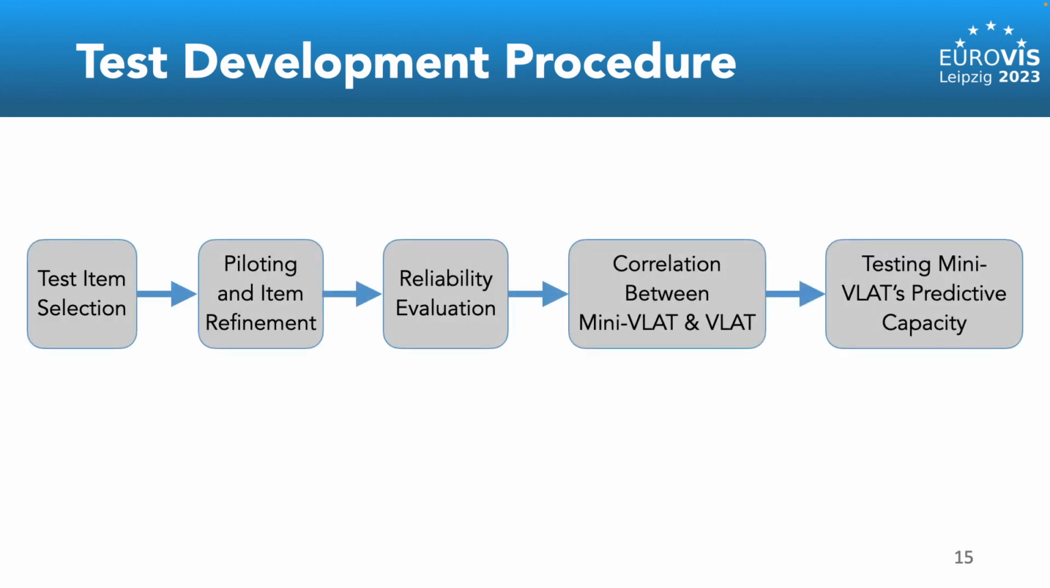In order to create an effective short version, we followed a rigorous procedure consisting of test item selection, piloting and item refinement, reliability evaluation, showing a strong correlation between Mini-VLAT and VLAT, and testing Mini-VLAT's predictive capacity. This ensures that Mini-VLAT produces a comprehensive assessment of visualization literacy, even with fewer questions.